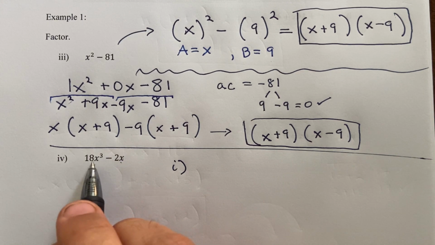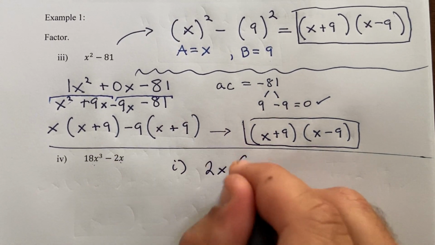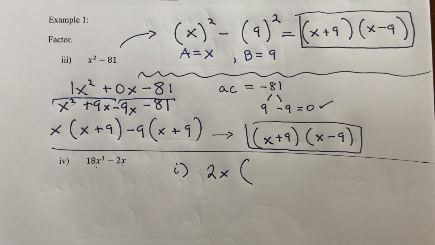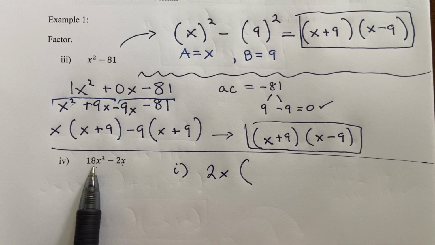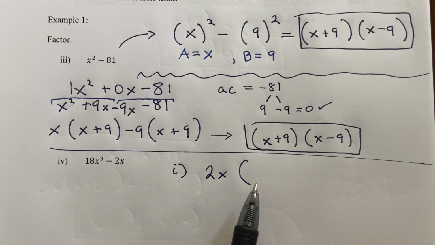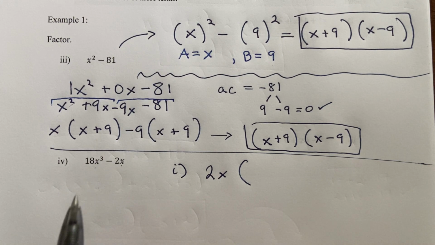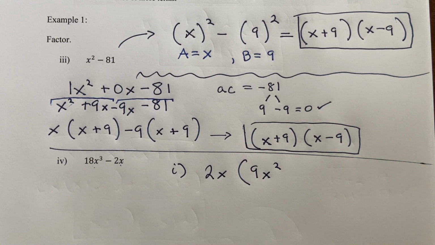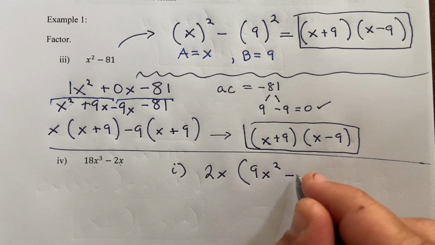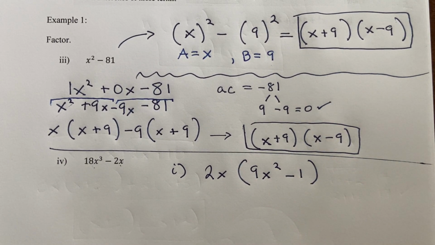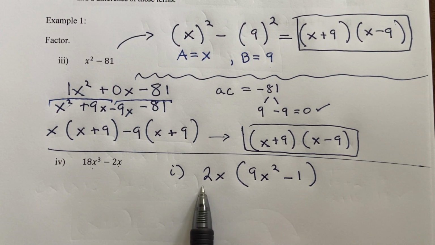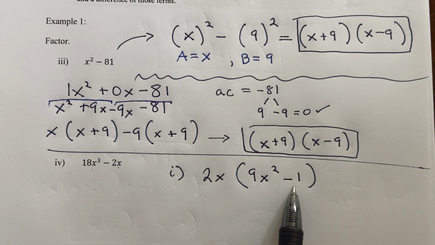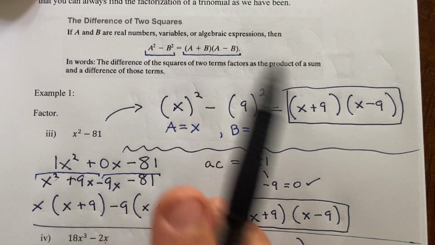Looks like we do have something in common. We have 2x in common, right? And that would leave behind, well, we need to figure out 2x times what is an 18x cubed. That would be a 9x squared. A 2x times what is negative 2x? That would be a negative 1. So that is the GCF, and now this actually falls into this category of a difference of squares, actually, and I'll show you why.